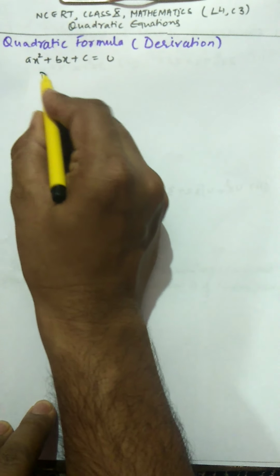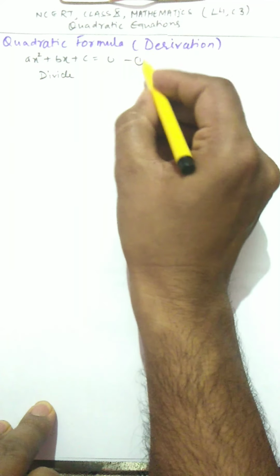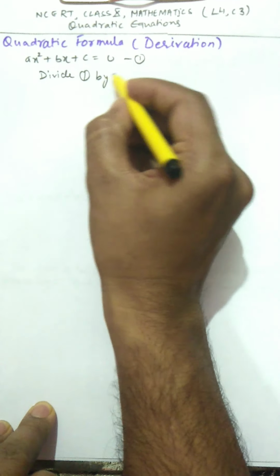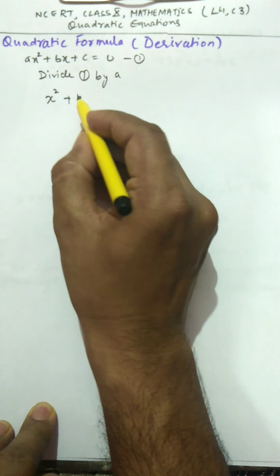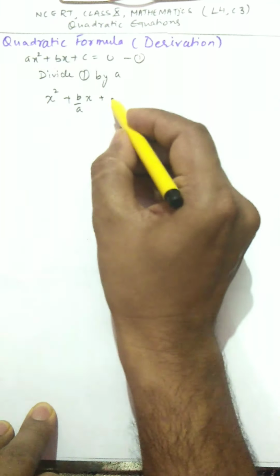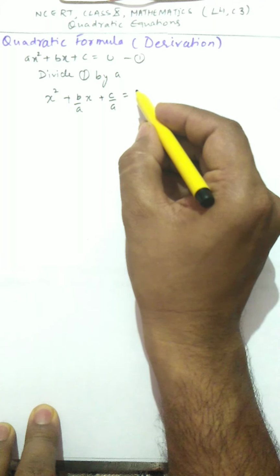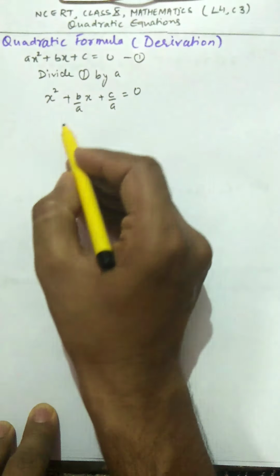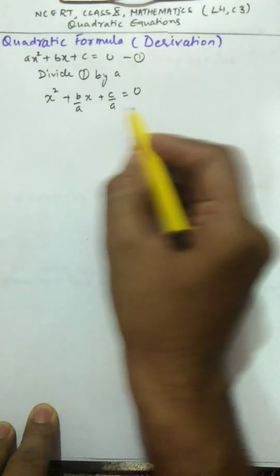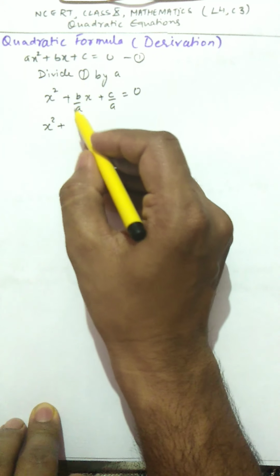So first I divide this equation by a. So that way it will become x square plus b upon a x plus c upon a, and this is equal to 0 upon a, that will be 0, and a upon a will be x square only. So now next step will be we take the half of this b upon a.